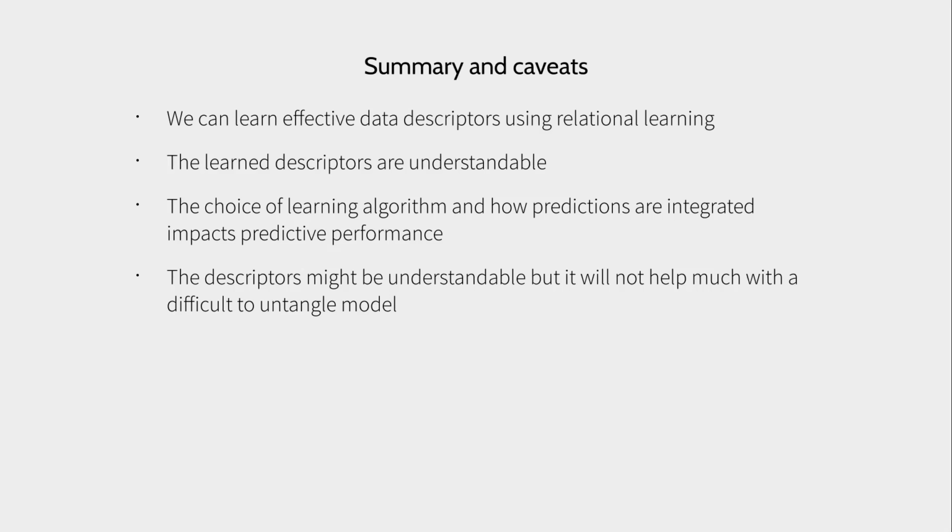And the fourth point, and this is really what I'm stressing, is that even though the descriptors might be understandable, it will not help you understand your model better if your model is a closed black box like a deep neural net. It may help if you use a simpler model because you'll be able to analyze it more closely and see what's going on. But if you just chunk all of it into another black box, it will be very difficult to understand. And that is another topic of a different kind of research in terms of model understandability.